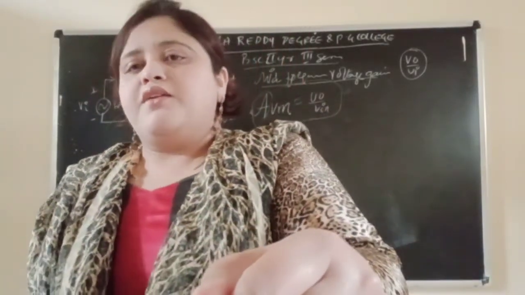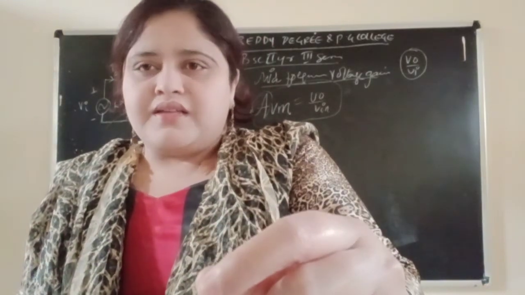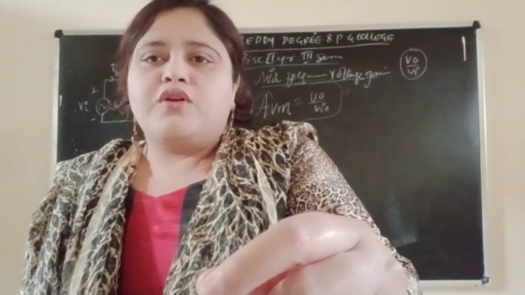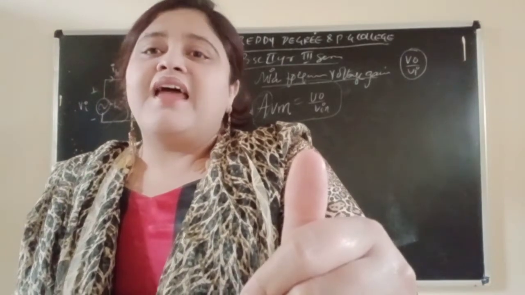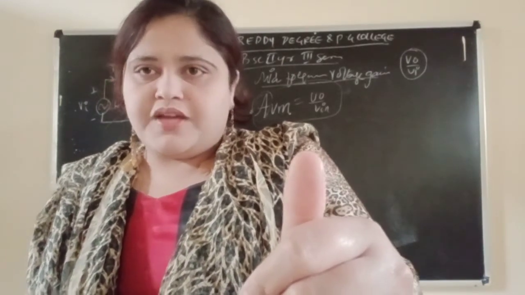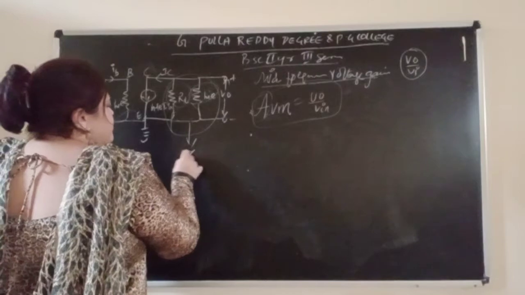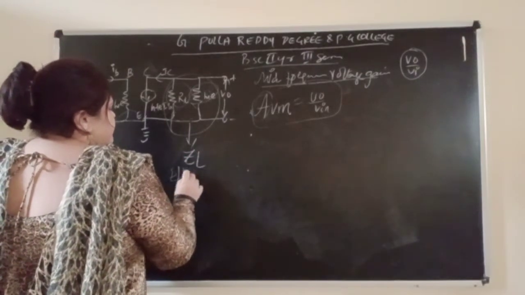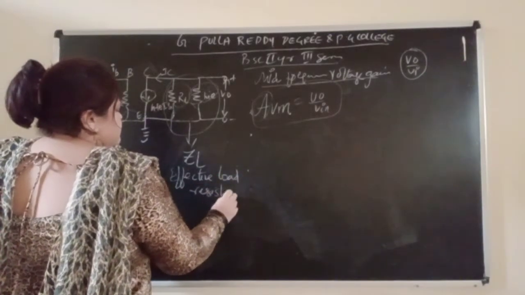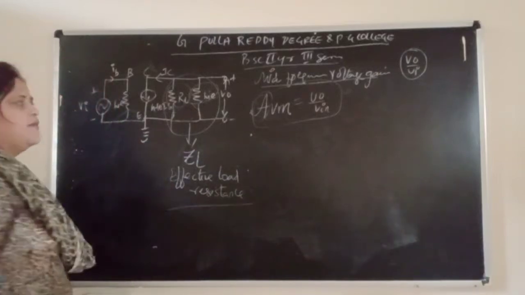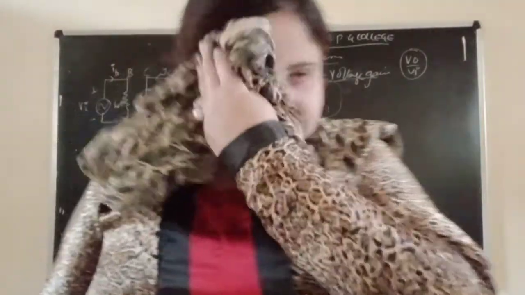So what will I do? I will take the combination of RL and HIE. We will take out one new load resistance. That resistance is known as effective load resistance. I will combine both of them and give them a new name, ZL, which is known as effective load resistance.